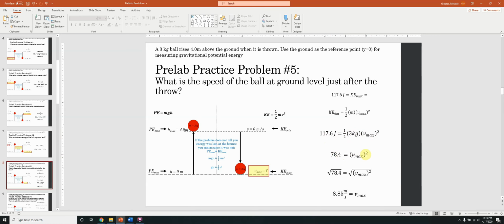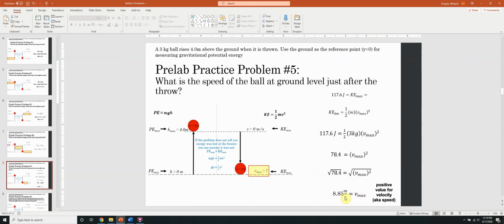So the last thing to do is to take the square root of both sides. So take the square root of 78.4, take the square root of Vmax squared. And this is what I mentioned in the beginning. Every time that you take the square root of something, you technically get plus or minus whatever that value is under the square root. And so this technically would be plus or minus 8.85, but because we want to know what the speed of the ball is, we're going to just take the positive value. So that's going to be 8.85 meters per second is equal to Vmax, or the speed in this case.